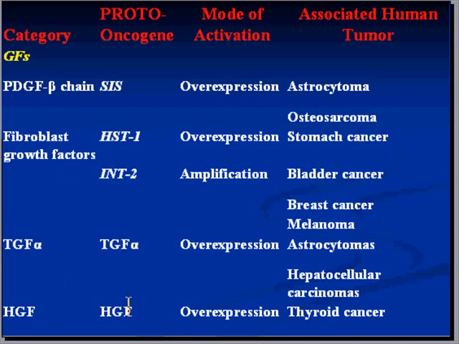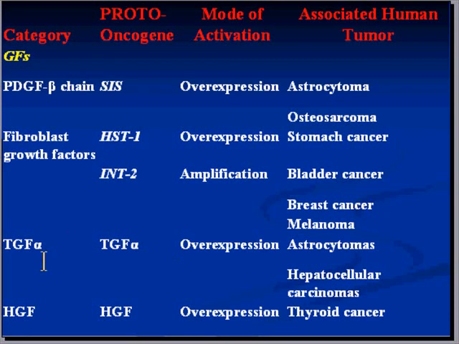Sometimes the proto-oncogene has the same symbol or three-letter acronym as the protein, and sometimes it refers to the oncogene. So just remember, when you see something like HGF, it could refer to the protein, the proto-oncogene, or the oncogene. And if these genes are either overexpressed or amplified, they may ultimately involve tumors in specific areas.